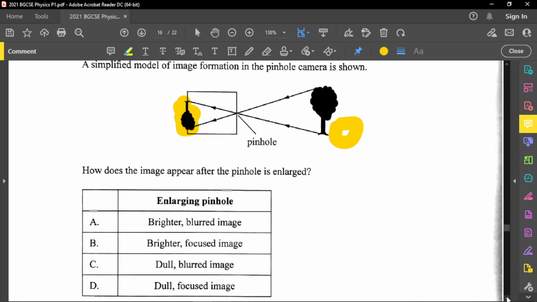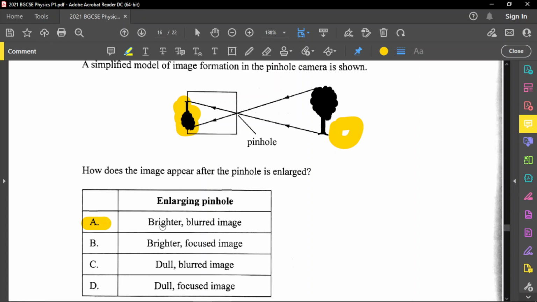And so if you have more light going in, however, the image will not be sharp. It's going to spread out and get a bit larger, so the image gets a little bit larger and spreads out, causing some level of blurriness. So it's going to be brighter but blurry at the same time. That's a really important concept that you have to think about.